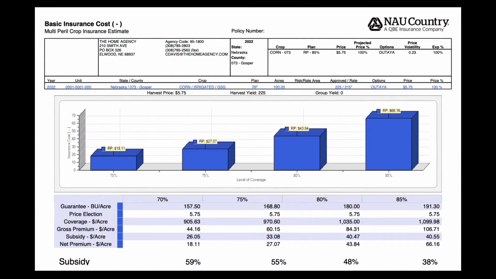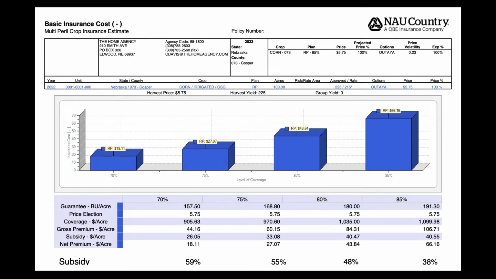And I show them that, and I'll have this on the screen here. You can look at the 70% level. It has a 59% subsidy. Well, yeah, that 59% sounds good, which means the government is paying 59% of your premium. But if you look at this, the gross premium, now this is for Gosper County where we live on 225 bushel APH, the gross premium is $44.16. 59% of that is $26.05, which is the government pays that part. And then your premium as the producer, it's $18.11.